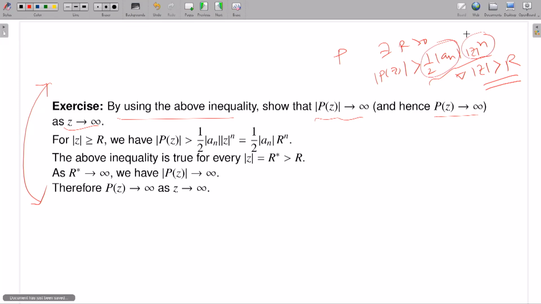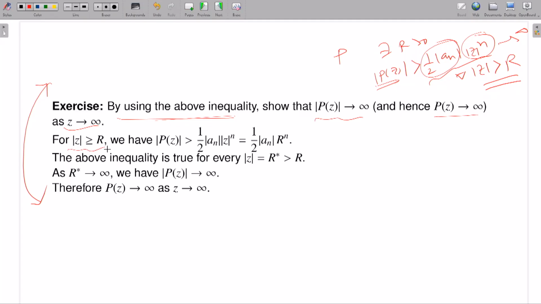So then what will be the behavior of mod z to the power n? It's a polynomial of degree n greater or equal to 1. So therefore if mod z approaches infinity, the right hand side blows up. Since the right hand side blows up, and this object is greater than that one, that also blows up. So that's the argument.